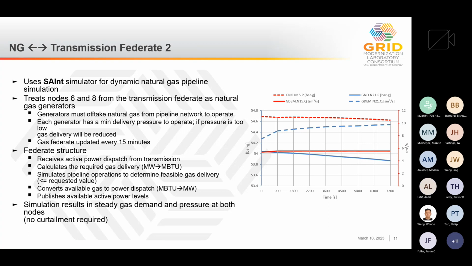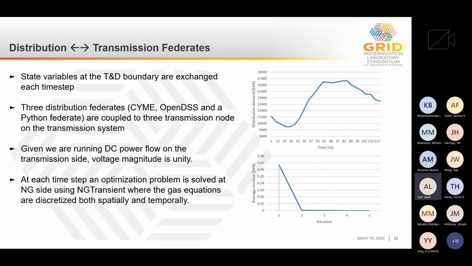All right. And then for the distribution federates, state variables are exchanged at the T and D boundary. So we've got voltage coming in from the transmission side, and P and Q is dispatched from the distribution side. We've got three distribution federates. I've talked about this already. We've got SIME, OpenDSS, and a Python federate that are coupled to three different transmission nodes. Given we are running DC power flow on the transmission side, the voltage magnitude is unity on the distribution side, which is why I did not plot voltage because it wasn't very interesting.